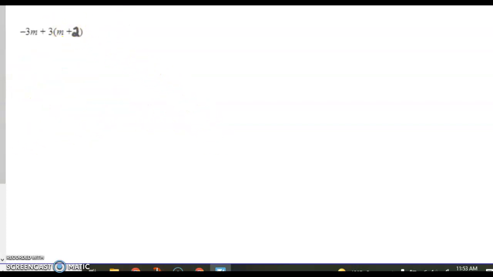Okay, so we want to do the same type of thing here. We want to distribute first to get rid of the parentheses. 3 times m is 3m. 3 times 2 is 6. And I'm just bringing all this straight down, minus 3m and the plus sign. Now I'm going to combine my like terms. I have a negative 3m and a positive 3m. Those actually cancel. Negative 3 plus 3 is 0 m's.